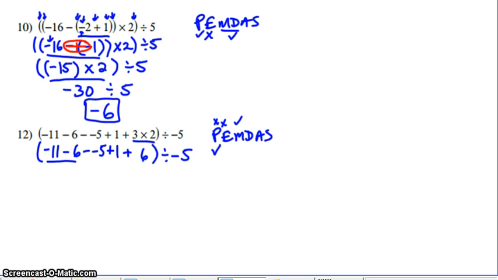So I'm going to do negative 11 minus 6 first. Same sign, combine the numbers, 11 plus 6, and then take the sign. Bring everything else down.